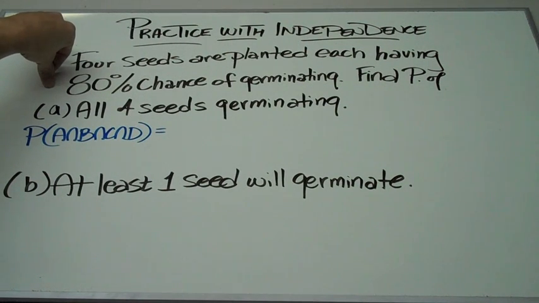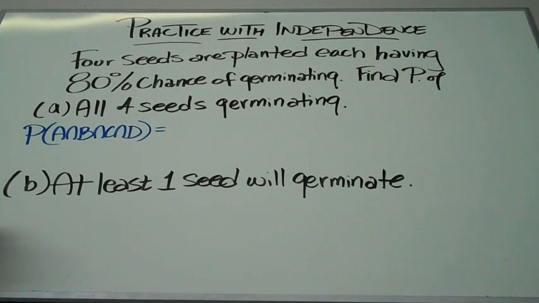For example, 4 seeds are planted, each having an 80% chance of germinating. These are independent events. The germination of one potted plant does not affect the germination of another potted plant. Find the probability that all 4 seeds germinate.